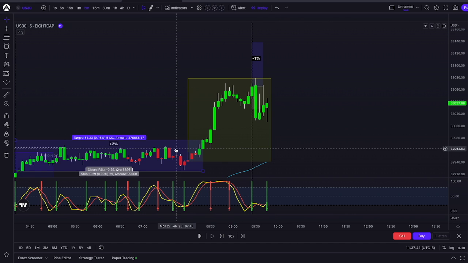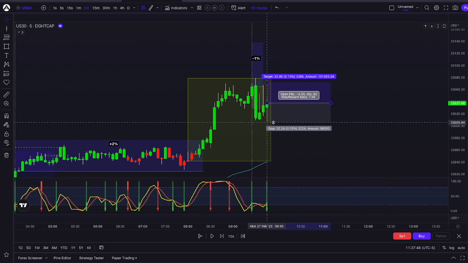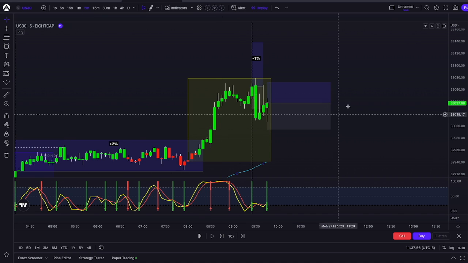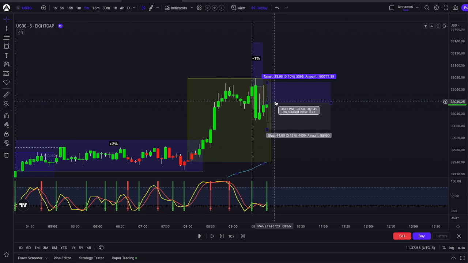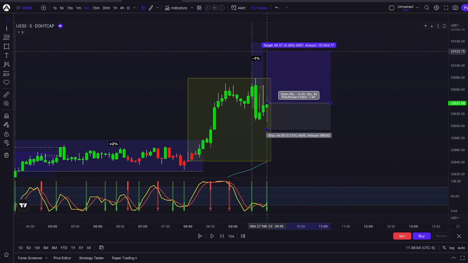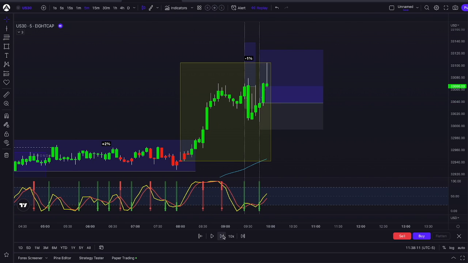We are looking for a new pullback continuation entry. We had a beautiful wick to the downside, so we're entering right here. I am placing my stop loss either at this low right here, or maybe this candle's low, just to give it a little bit more breathing room in case there's going to be another wick that wants to take out this low. So we are going for a 2-to-1 risk to reward right now, and see if this trade is going to play out. Let's see.